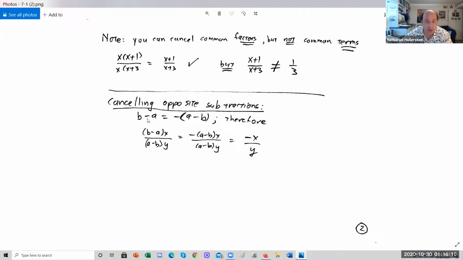There's also when we have opposite subtractions. B minus A and A minus B are opposite to each other. So if we have B minus AX over A minus BY, we can turn this B minus AX into the opposite of A minus BX. Then the A minus B's are now common factors which cancel, leaving minus X over Y, like this.